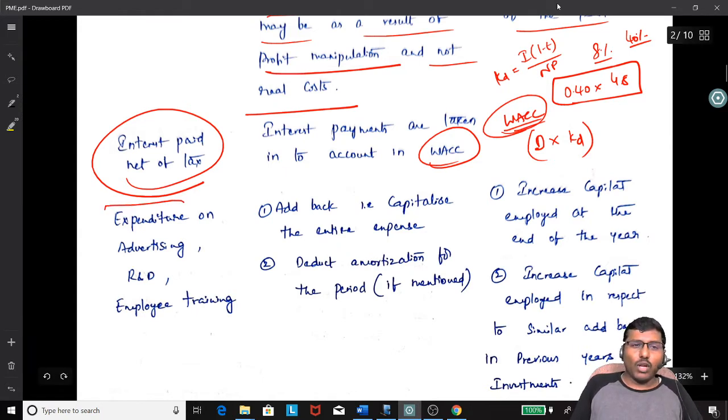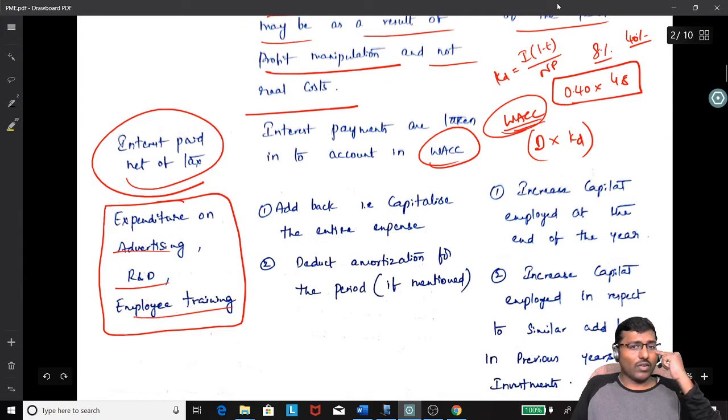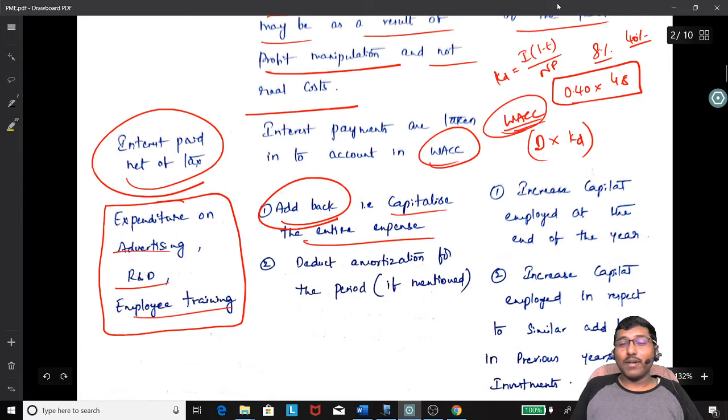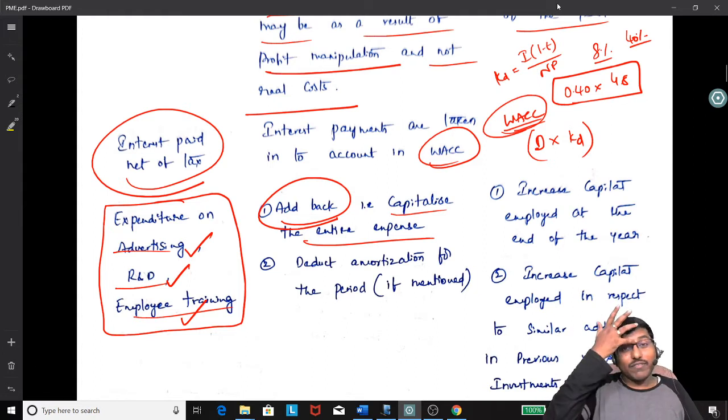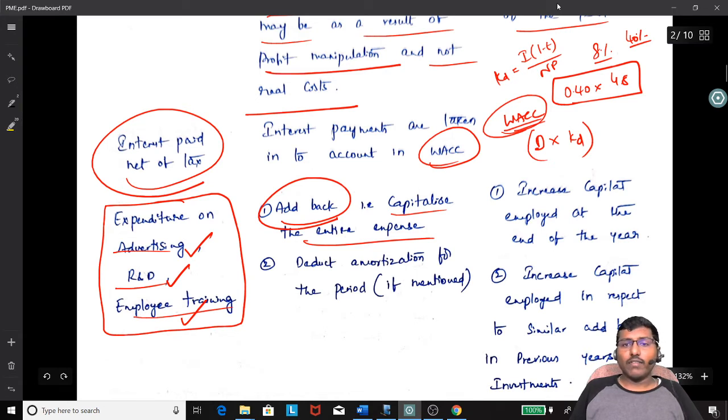Next. What about expenditure on advertising, R&D, employee training, all these things? Simply add them back to the operating profit because you're trying to capitalize the entire expense. Why? Because this expense, whether it is advertising or R&D or employee training, you are incurring for the next number of years. It's like an investment, right? So you're going to get benefit for so many years hereafter. So don't try to reduce it in this year itself, which is wrong. Therefore you have to add it back.